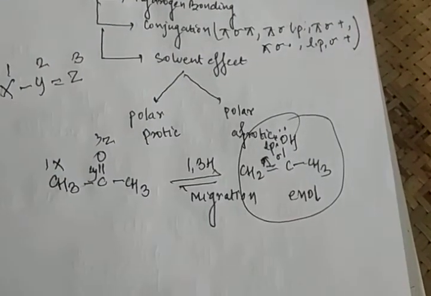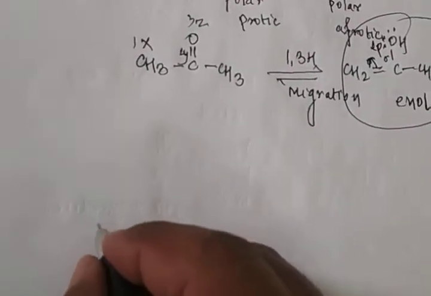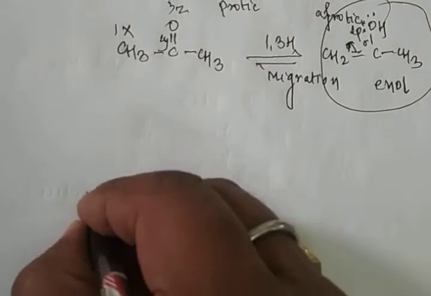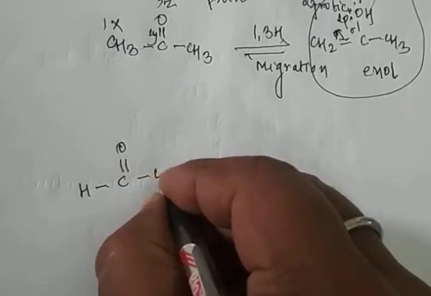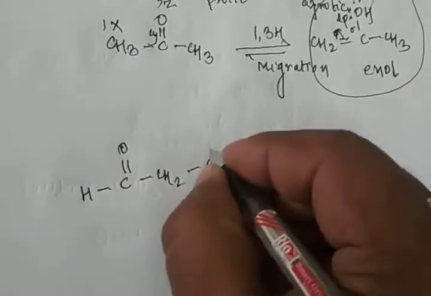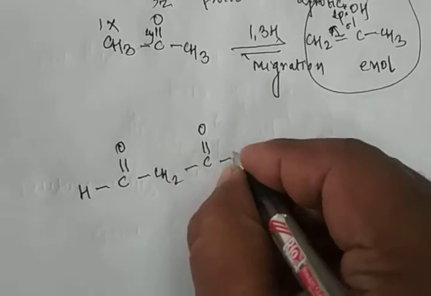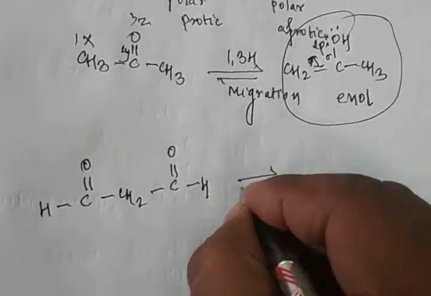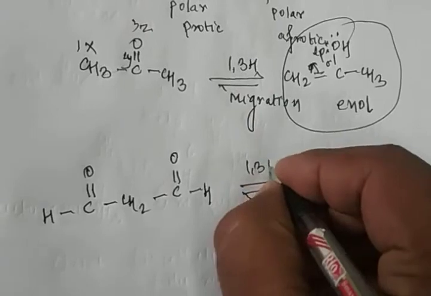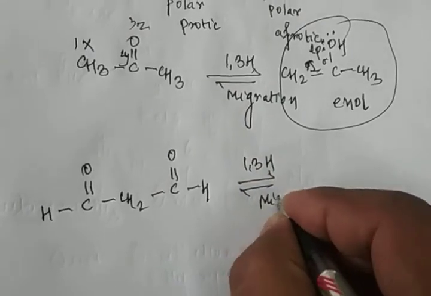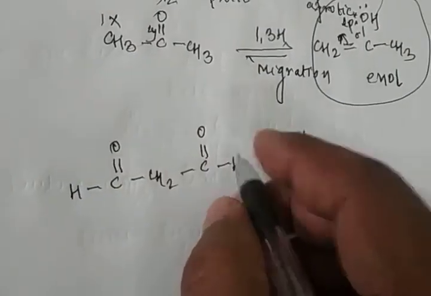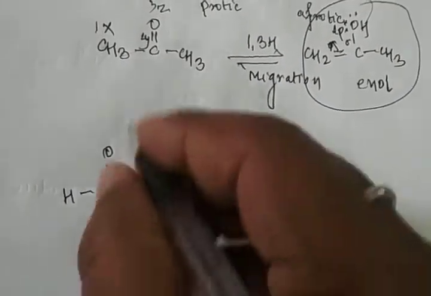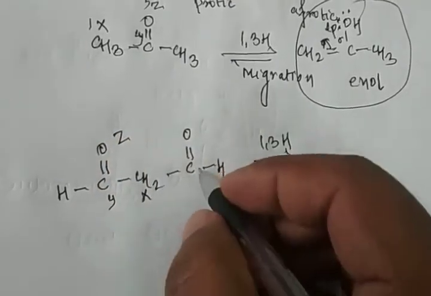Now suppose you have another example. Suppose you have H C double bond O CH2 C double bond O H, so there are 2 ketonic groups. Again, 1,3 hydrogen migration is there. First you check where the X is. X can't be hydrogen. This is X, this is Y, and this is Z. Both sides are possible for X, Y, Z.